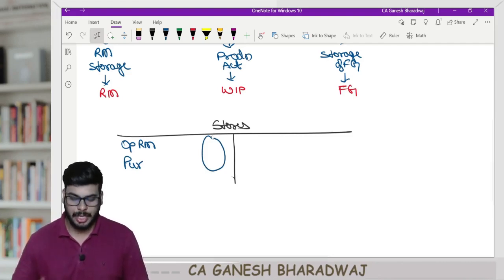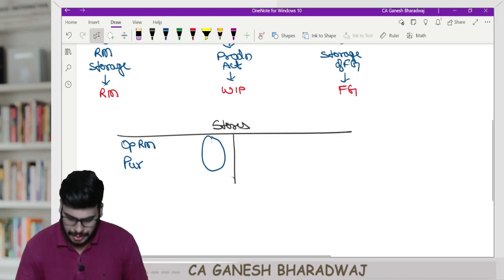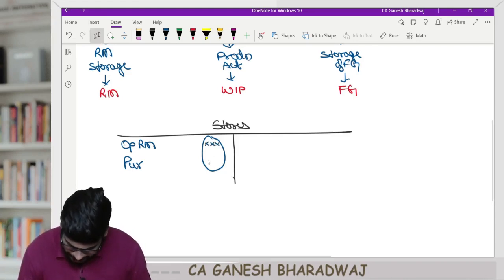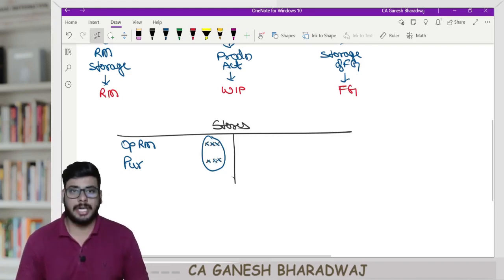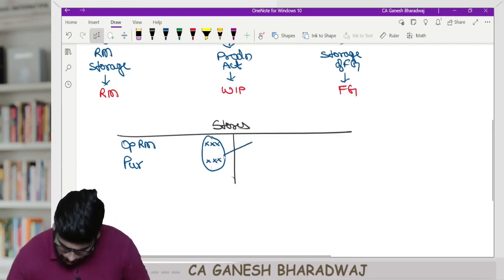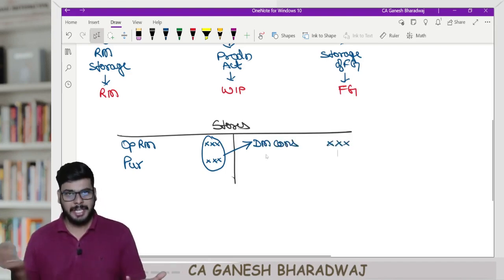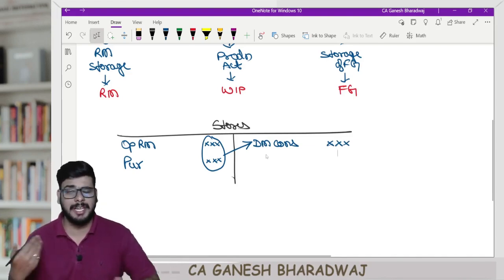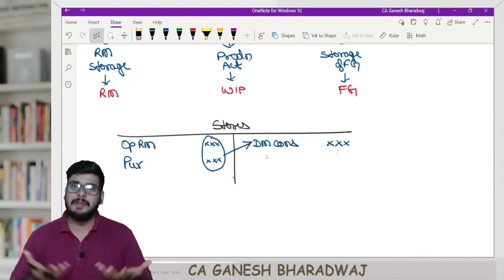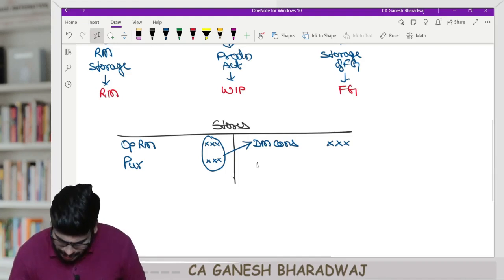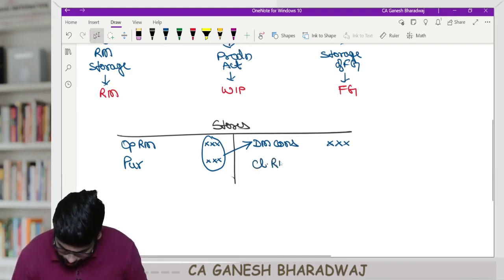Are you clear with this? Now, let me just put triple X here for the purpose of figures. Out of this, some portion of material could be consumed, direct material consumed. And the remaining portion of your raw material will be unconsumed, or in other words, that is called your closing stock of raw material. Are you clear with this?